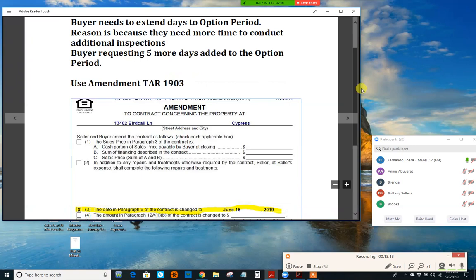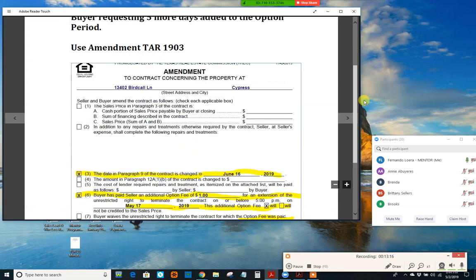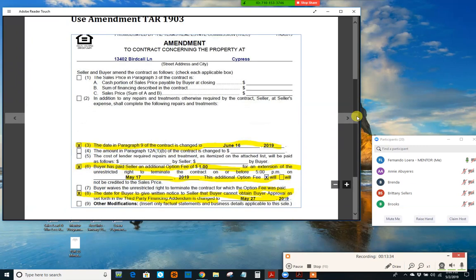So we're going to be using this amendment. This amendment is very common. We're always going to use the same amendment document. There are no other amendments that you're going to be using. This is the only amendment you will be using for any kind of changes to the contract. There are no other amendments, and this amendment is pretty powerful because it encompasses several things.